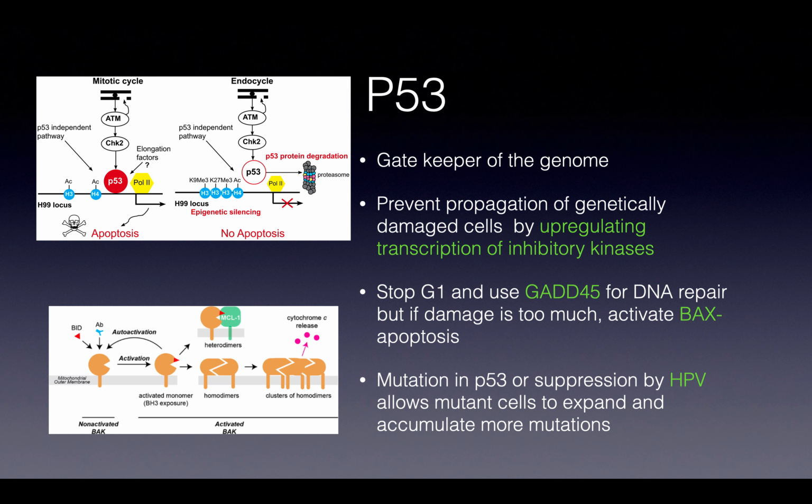It upregulates the transcription of the inhibitory kinases and prevents the propagation of those damaged cells. So by stopping G1, it uses GADD45 for DNA repair, or the BAX pathway for apoptosis. The mutation in P53 or its suppression is caused by HPV.